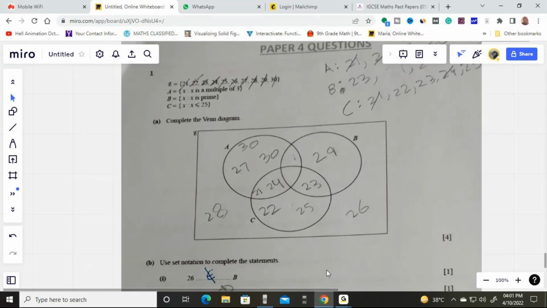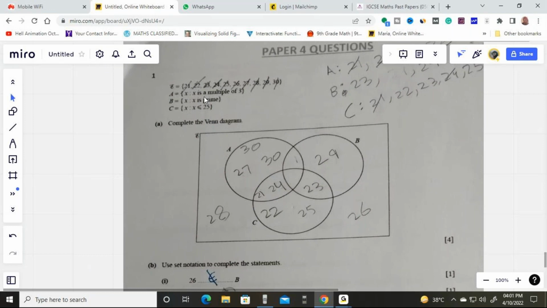Whenever you get your subsets or universal set expressed in builder form, you need to convert it into tabular form first. Your universal set is already in tabular form. From this universal set, you need to find those numbers which are multiples of 3. So 21 is one, 24, 27, 30. This is your set A.